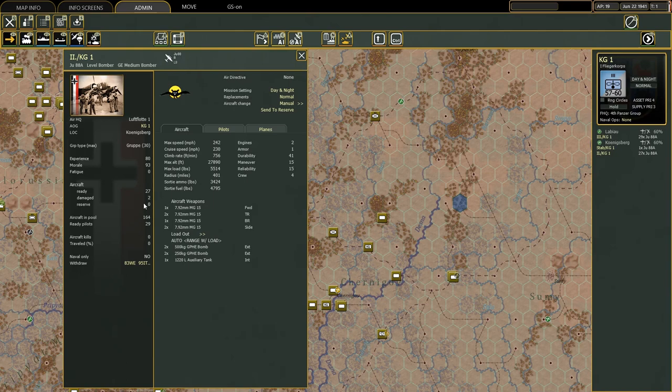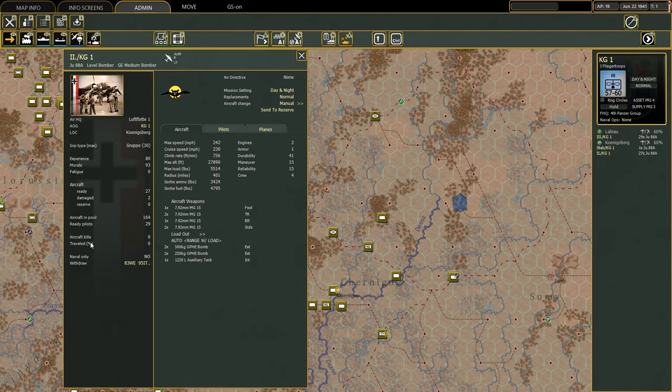Aircraft ready means operational, that they can be used in the next air mission. Damaged means that they can be repaired during the next logistics phase, and reserves means planes that are repaired but they're not yet part of the pool of ready planes, and if any of the ready planes gets damaged, the ones in the reserve do have a chance of being incorporated in the ready pool. Aircraft in pool means all of the JU-88As that are present in the national pool, and I will talk about these more when we will face the production tutorial, and the ready pilots 29, because this is usually given by the sum of the ready and the damaged planes.